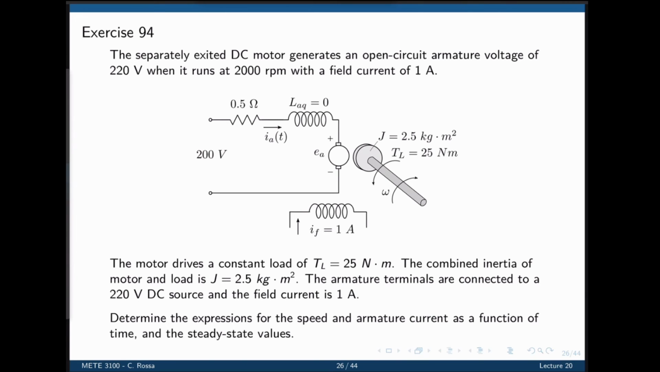So let's do exercise 94. Instead, we have here a generator, a DC motor again, with an open circuit armature voltage of 220 volts when it runs at 2000 RPM with a field current of 1 amp. The motor drives a constant load, and then you have the load there, the inertia, and the motor and the load, and the armature terminals are connected to a 220 volts DC. The field current is 1 amp. Determine the expressions for the speed and armature current as a function of time. Okay, so we'll do that.